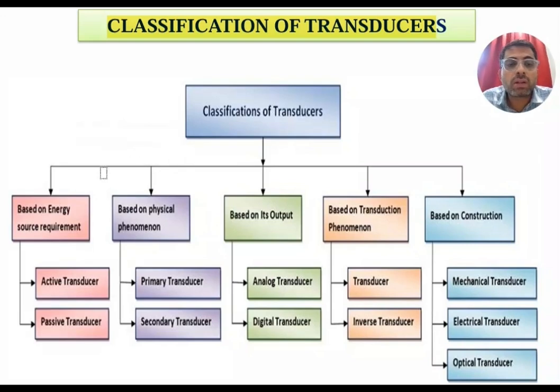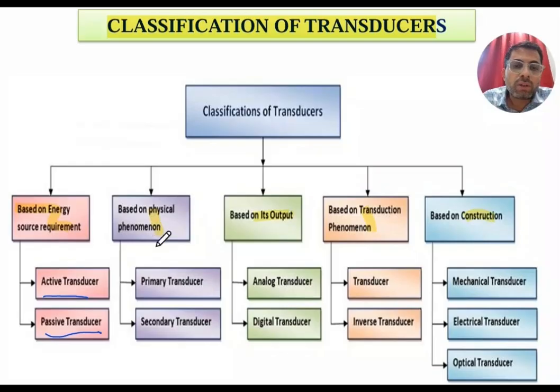The classification of transducer depends on the energy or source requirement, the physical phenomenon, its output, the transduction phenomenon, and the construction. So we will see one by one. Based on the energy source requirement, there are two types: active transducer and passive transducer. The meaning is in the word itself, which I will tell you later.